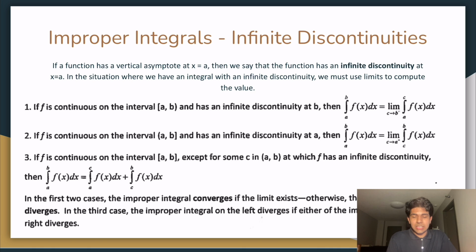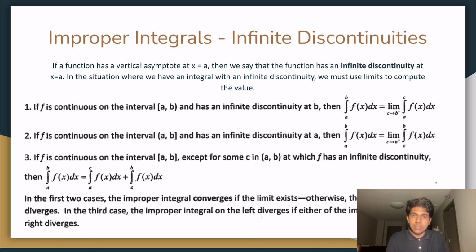So when we're computing an integral where the function has an infinite discontinuity, we need to use limits to compute that value, just as we did when we were computing limits of functions with vertical asymptotes. So if f is continuous on some interval a to b, and there's an infinite discontinuity at b, which is the closing part of our interval, then the integral from a to b of f of x dx is going to be equal to the limit as c approaches b from the left, this is b minus, of the integral from a to c of f of x dx.